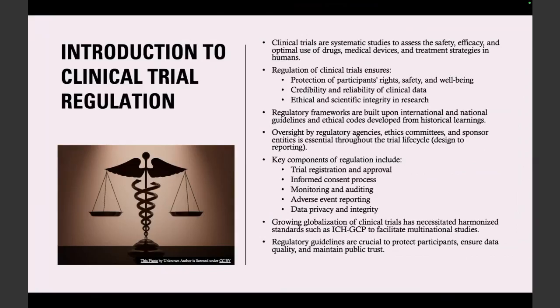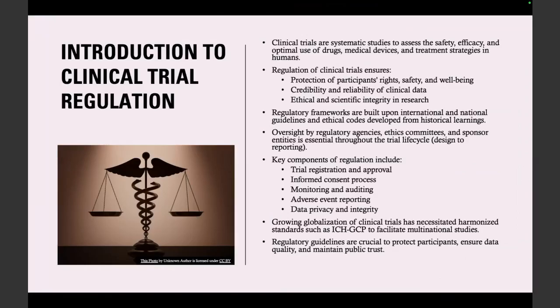Why do we need regulations? Because participants volunteer to take part in unproven interventions. It's our moral and legal obligation to ensure their safety and rights. If any patient is participating in a clinical trial, patient safety is their right. Their consent is also very important.